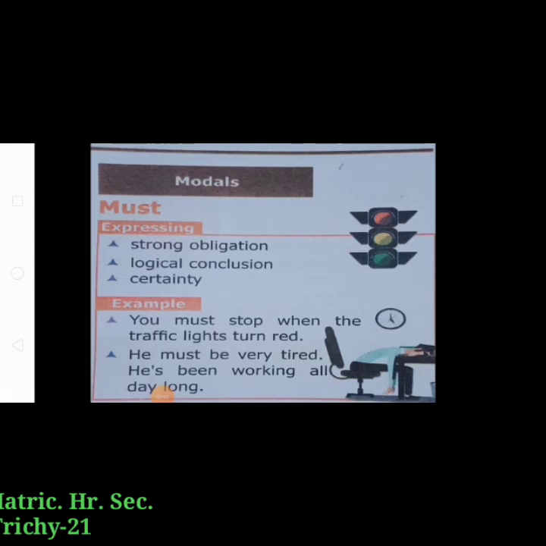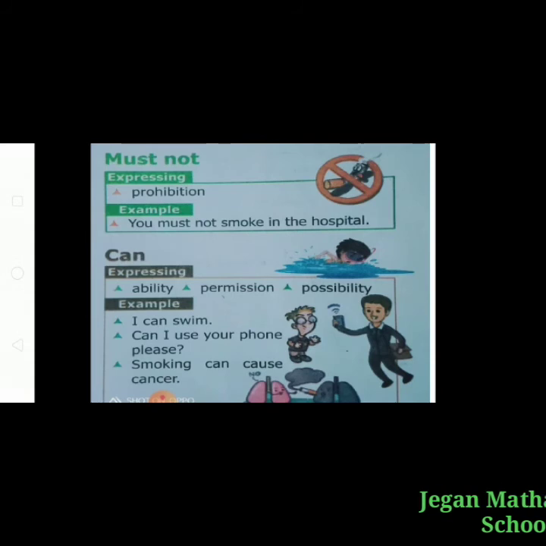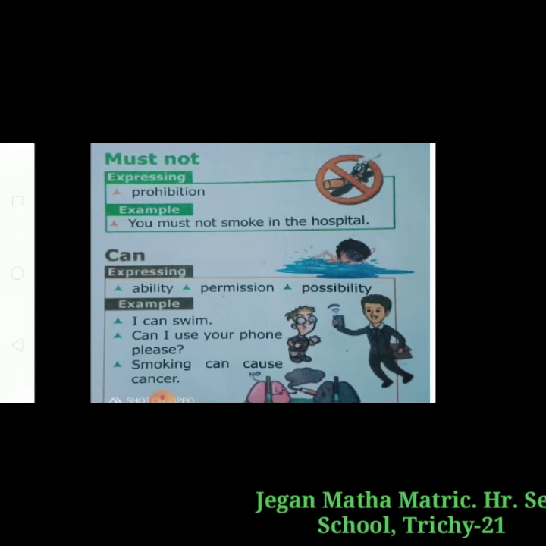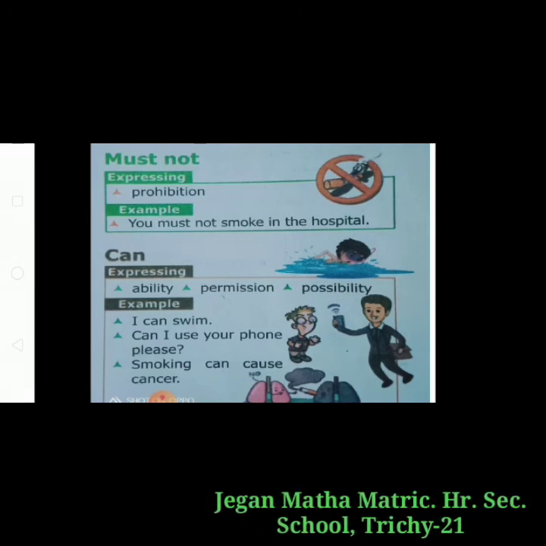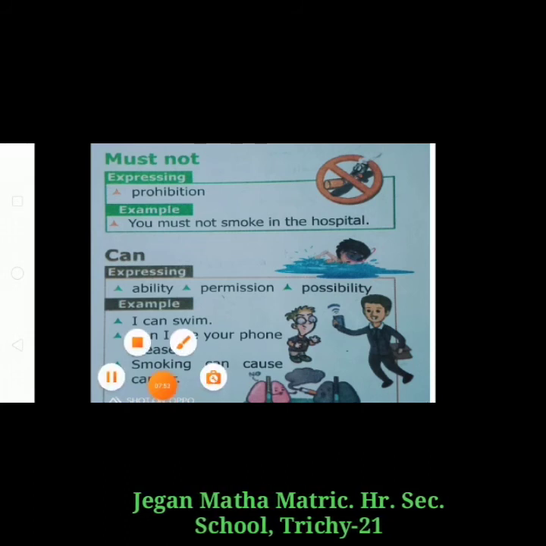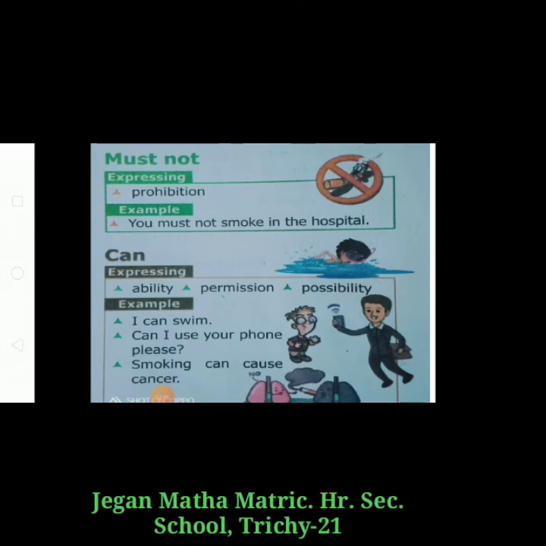Now must. Must is used to express strong obligation, logical conclusion, certainty. Example, you must stop when the traffic lights turn red. He must be very tired. He has been working all day long. And next, must not. Must not is used to express prohibition. Example, you must not smoke in the hospital. Next, can. Can is used to express ability, permission, possibility. Ability, I can swim. Permission, can I use your phone please? Possibility, smoking can cause cancer.